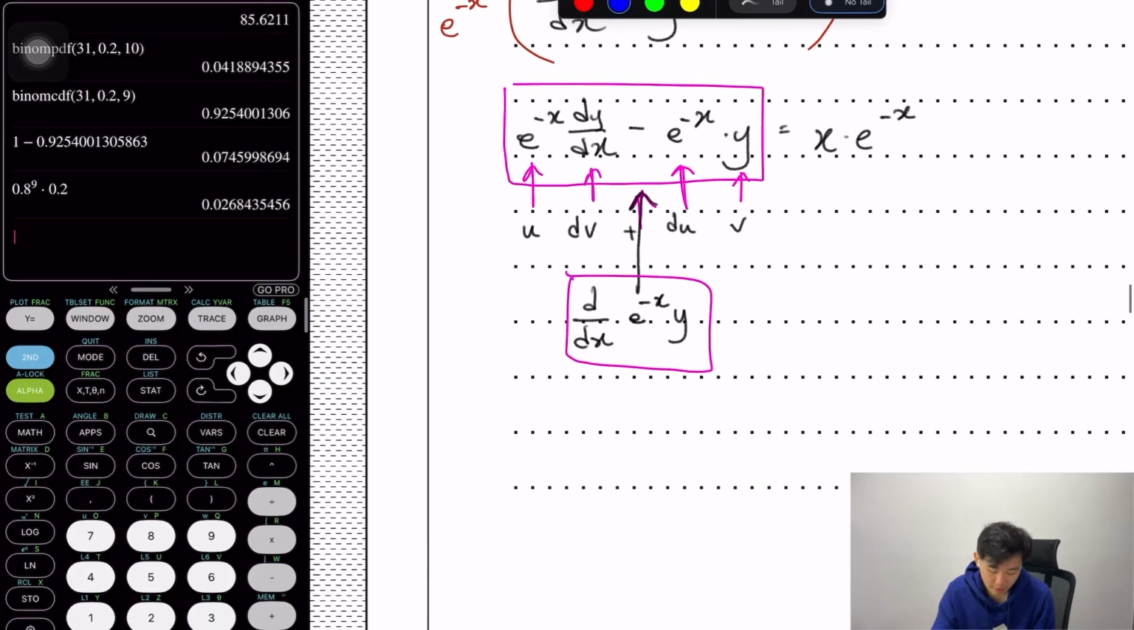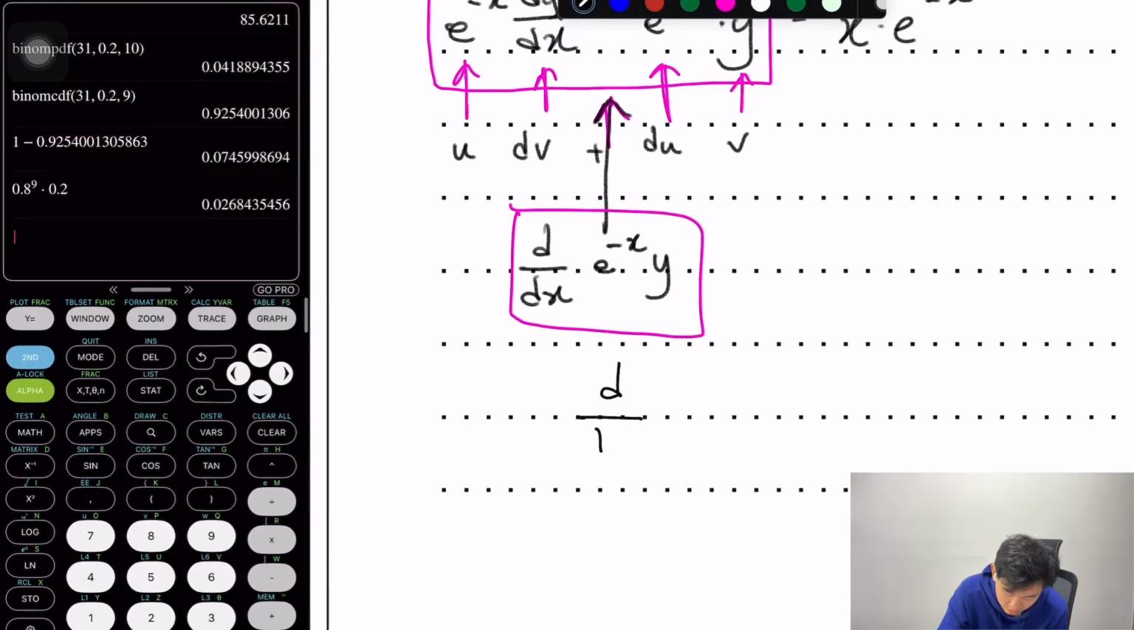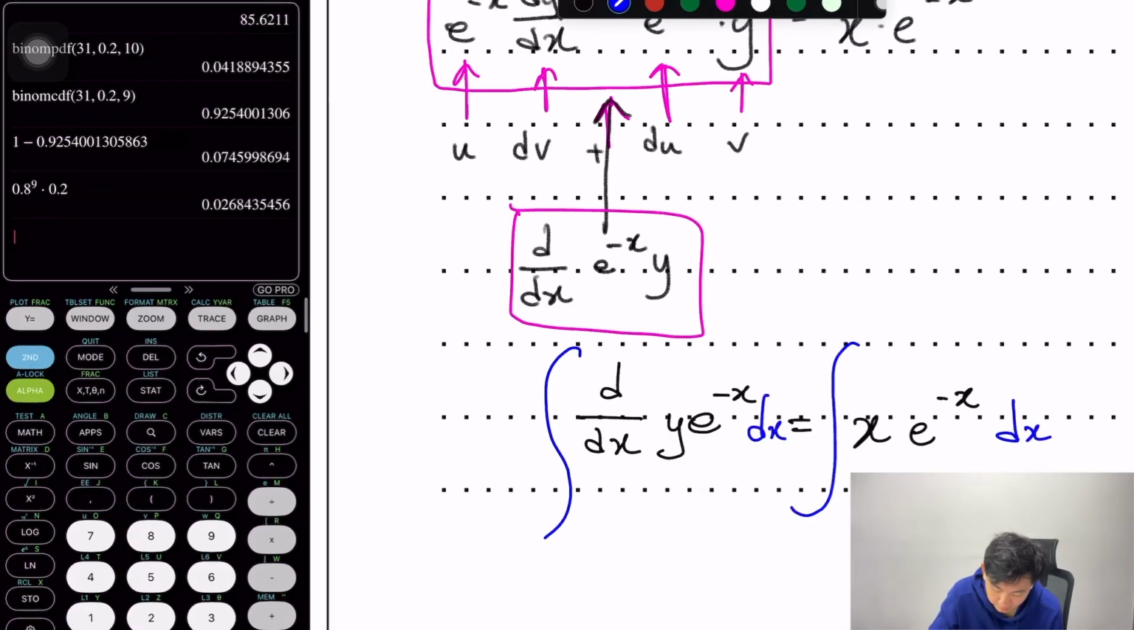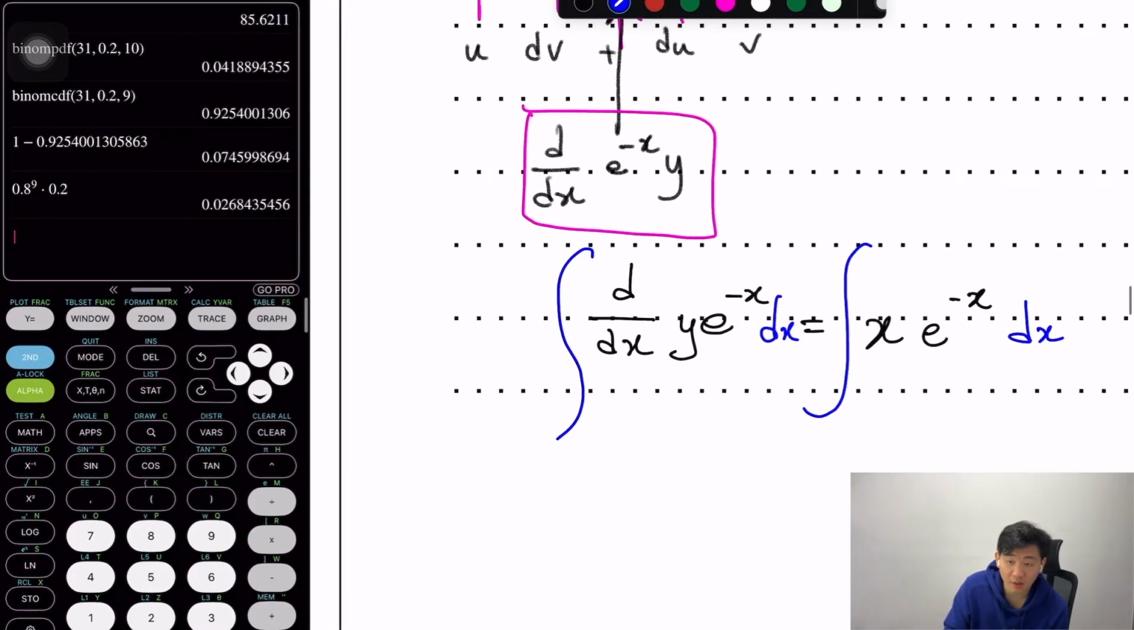So the next thing to do, after we recognize it, is to write it as d/dx of y times e to the power of negative x equals x to the power of x times e to the power of negative x. Then you can integrate both sides with respect to dx. This part is slightly easier, because you integrate the derivative and it gives you back the original y times e to the power of negative x.